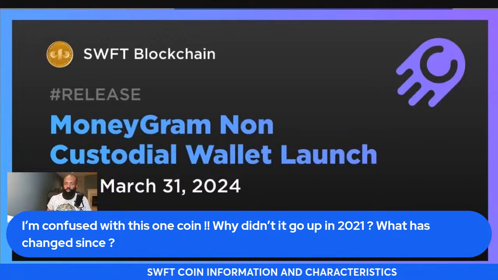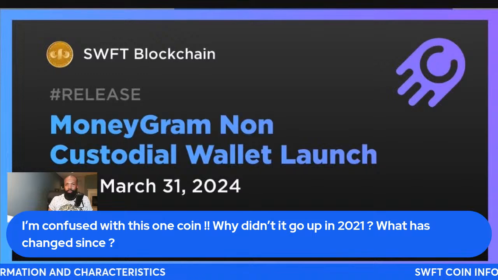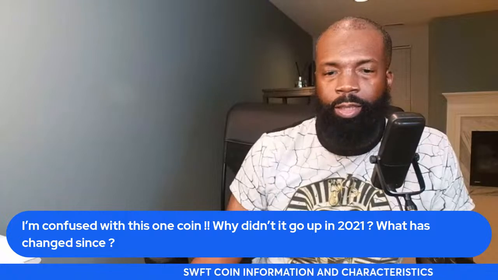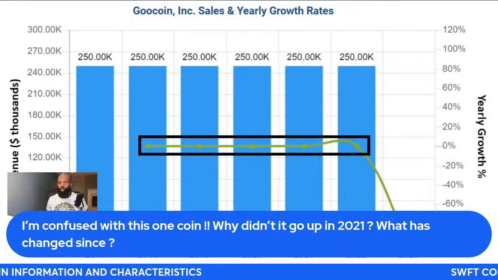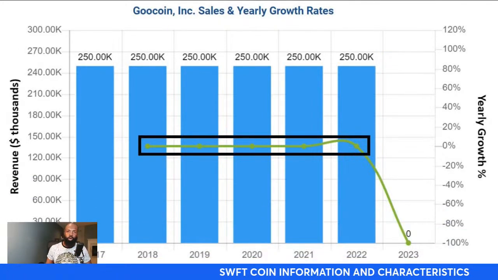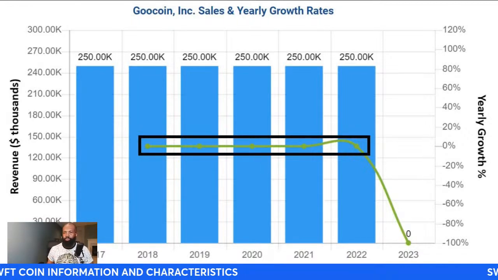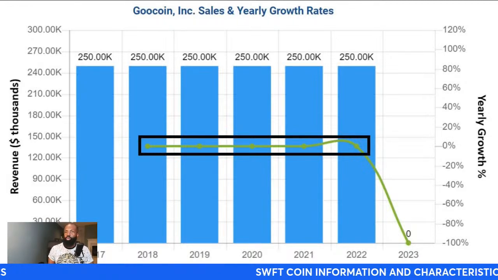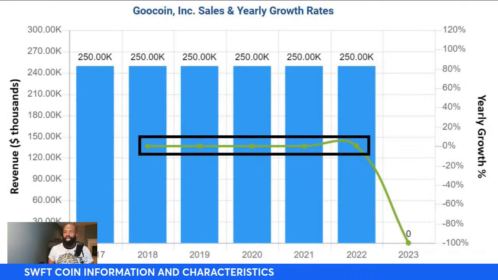Why didn't it go up in 2021? All right, that's a very, very good question. So I'm going to take off the sharing for that and let's go to that question. That's a great question. Thank you very much. So why it didn't go up in 2021 is because of the market. In 2021, we see that GooCoin Incorporated sales shows a crash, and that's consistent with the market. We've had a bear market. It's 2024. We haven't even started to see a huge increase in volume from a lot of tokens.